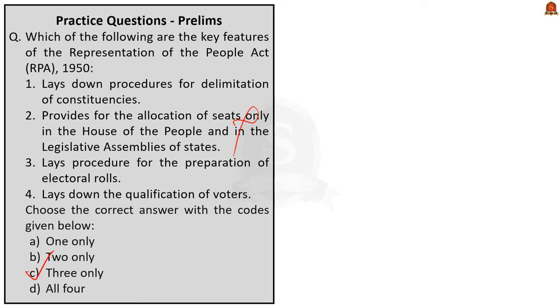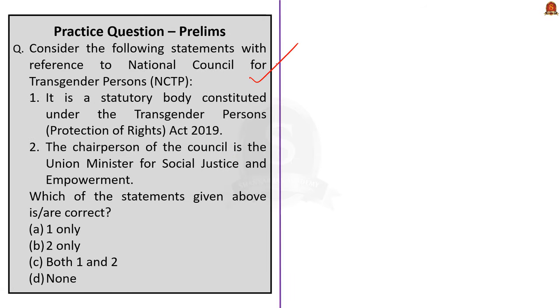The second statement given here is incorrect. Look at this question about National Council for Transgender Persons, NCTP. This question has been asked because a few days back, a trans person activist named Kalki Subramaniam has been nominated as the representative to the council from the southern region. That is why NCTP was in news.